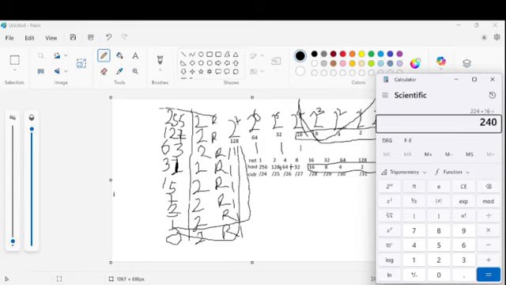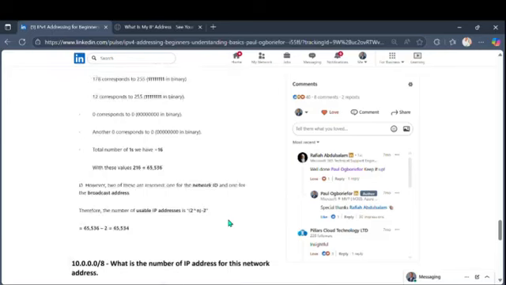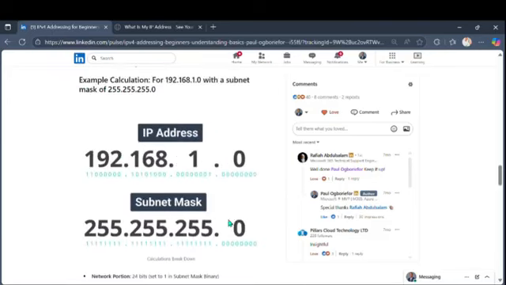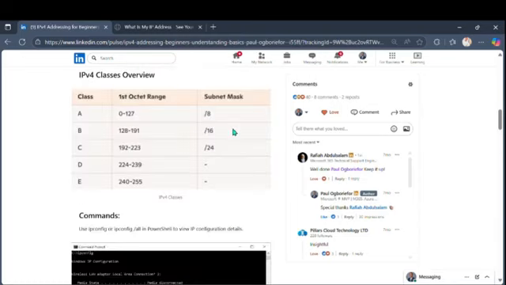That is for slash 28. Let's see what we have here: slash 28 gives 240. And if it is just slash 26 that you are borrowing 2 from, you just pick the 128 and then you add 64, and it will give you 192. So that is how to calculate it basically. And if you are creating an Azure network, always take notes.